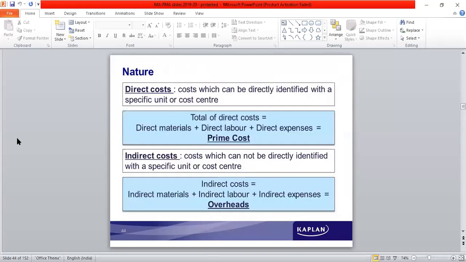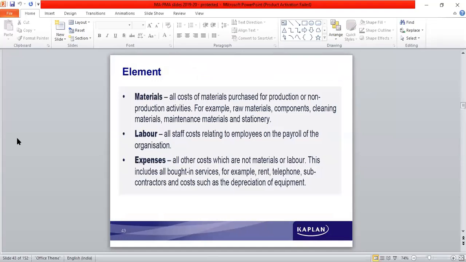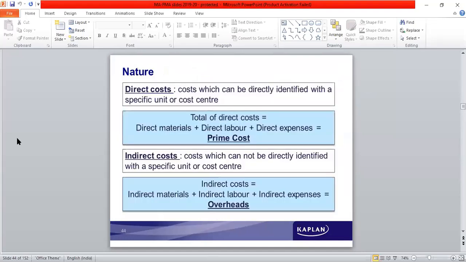So you got the first three, no? So I'm just moving ahead. Elements, there are three elements. Then nature, there are direct costs and indirect costs. All direct costs are prime cost. All indirect costs are overheads.